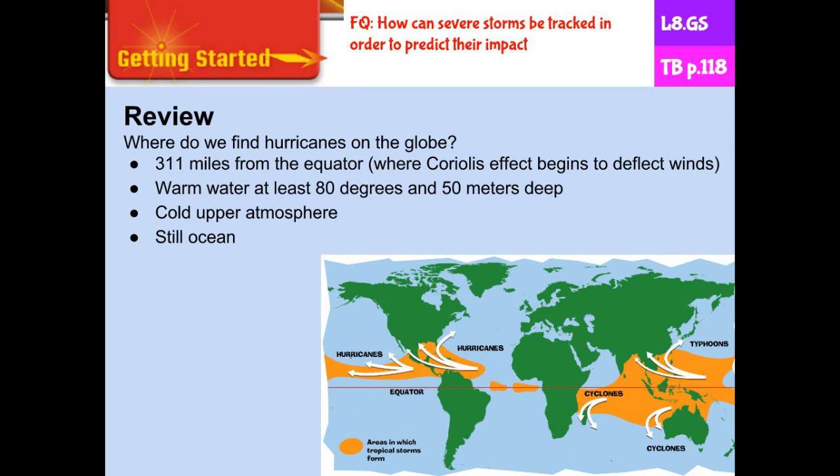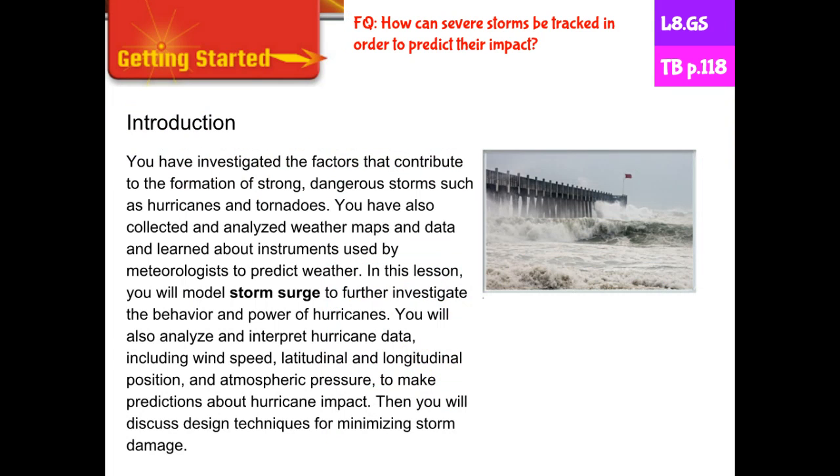In order for a hurricane to form, they need to form within 311 miles of the equator, and that's where Coriolis effects begin to deflect the wind and cause them to spin. The warm water must be at least 80 degrees and 50 meters deep of that warm water. It takes a cold upper atmosphere and a still ocean. And that map to the bottom just shows you where hurricanes form and how they move.